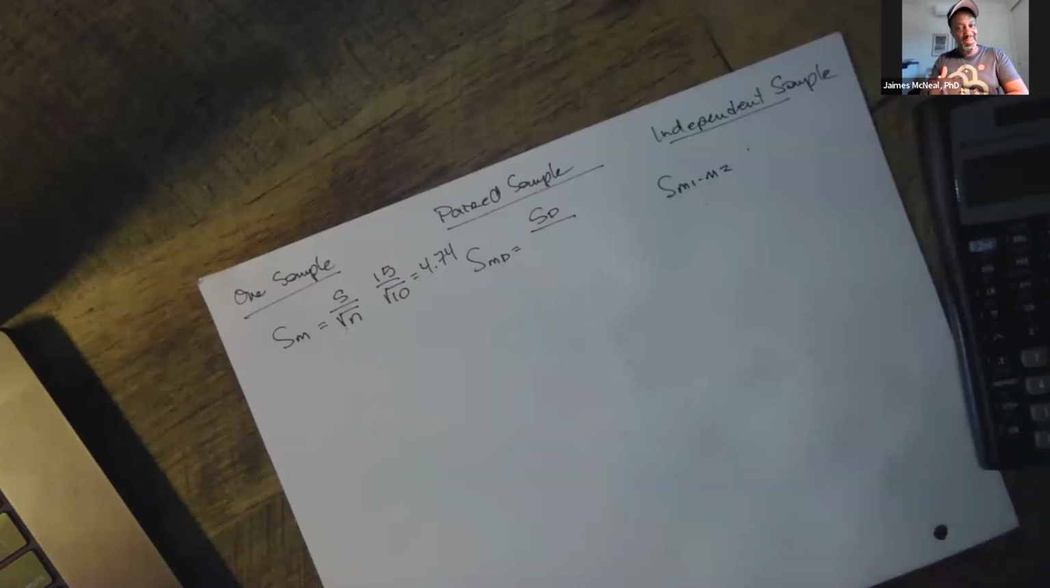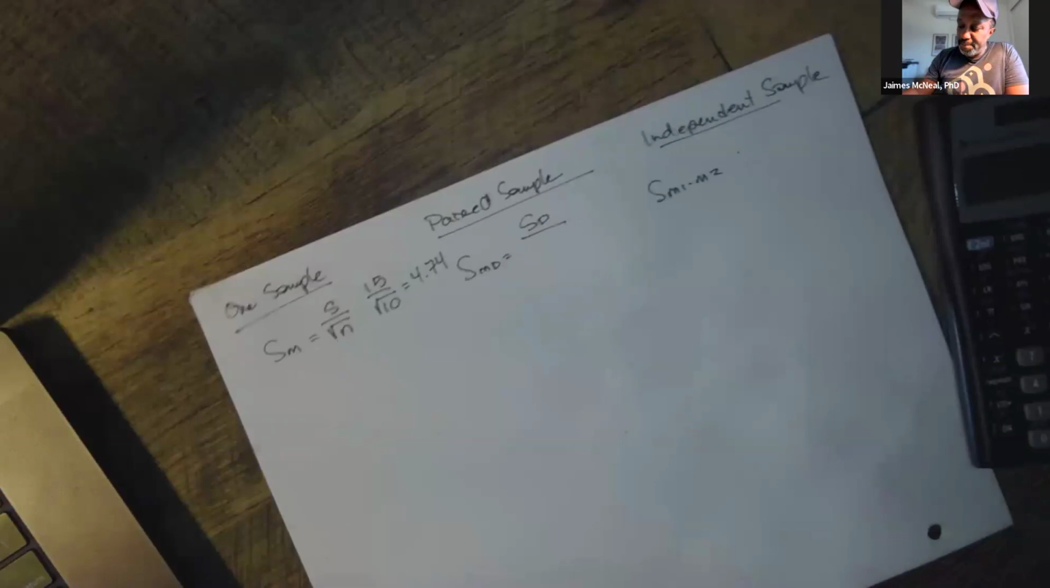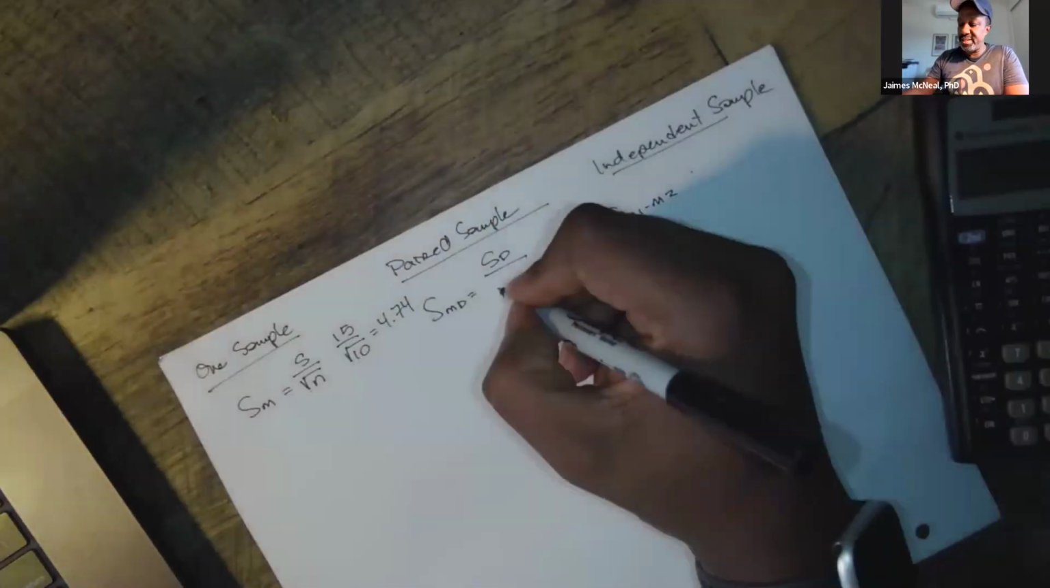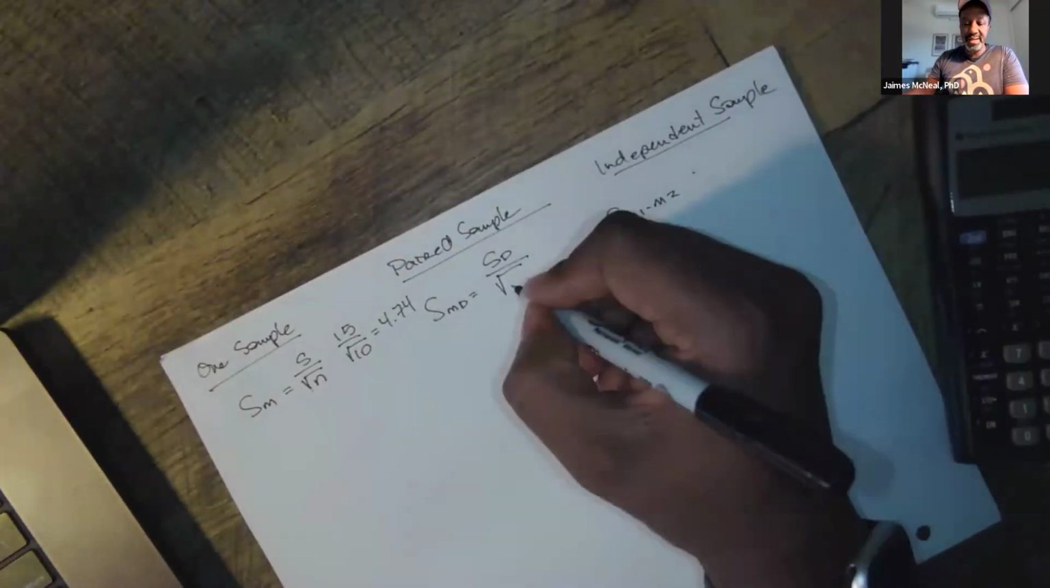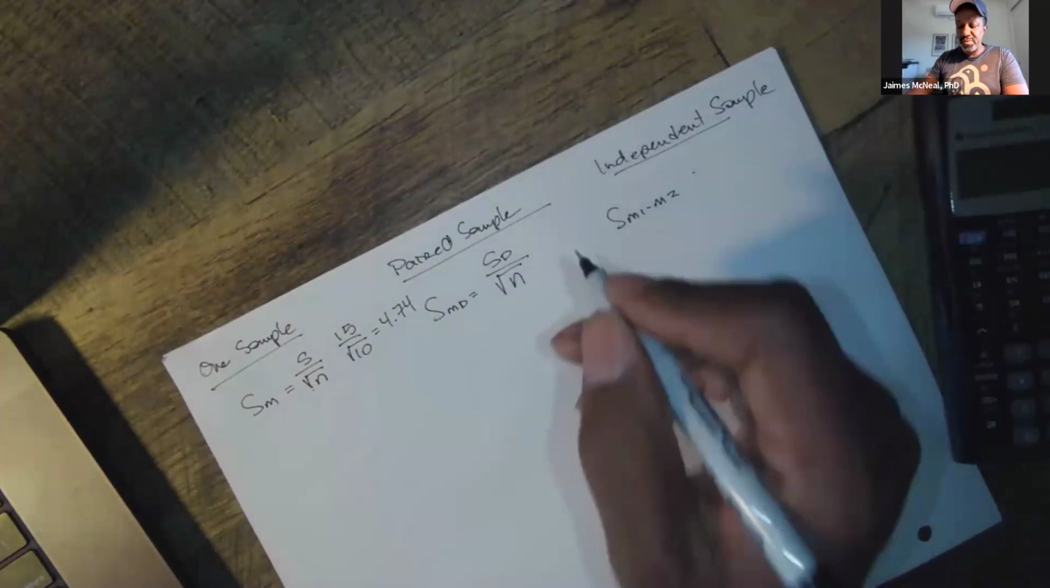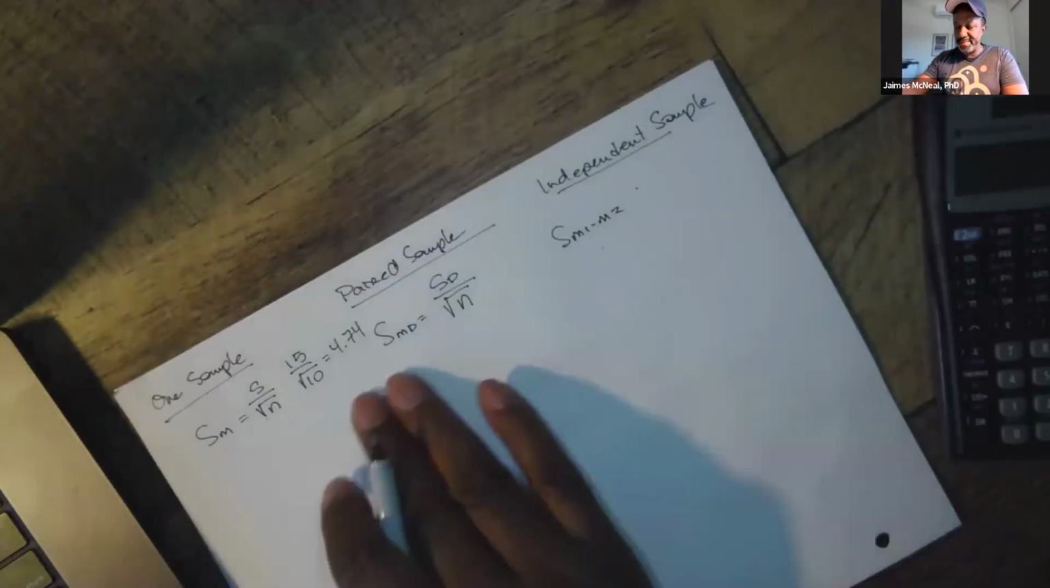And now when we get the standard deviation, that standard deviation is the standard deviation difference. That mean is the mean difference. So standard deviation difference divided by the square root of n, still the same. So I'm not going to do it because it's really the same thing.